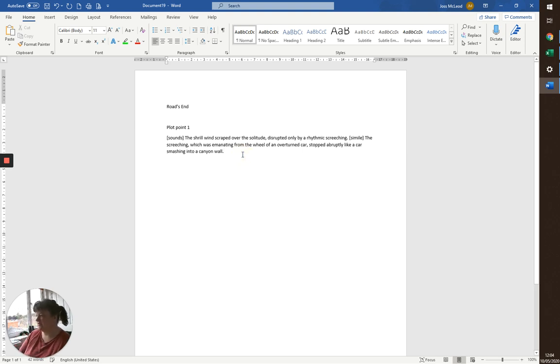Okay, get the idea. That sentence again. The squeaking, which was emanating from the wheel of an overturned car, stopped abruptly, like a... I could have a hyphen there, so it sounded stopped abruptly, like a car smashing into a canyon wall. Quite like that. Right. Last sentence from this section, and possibly from the day if you want to start like that.